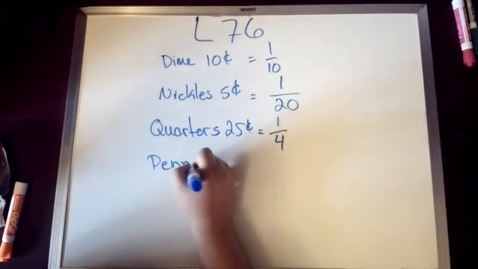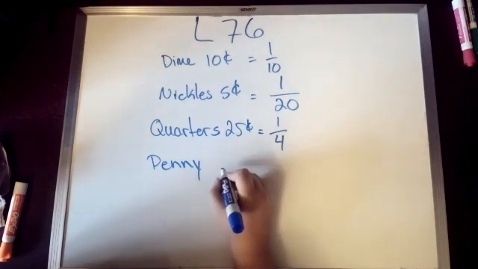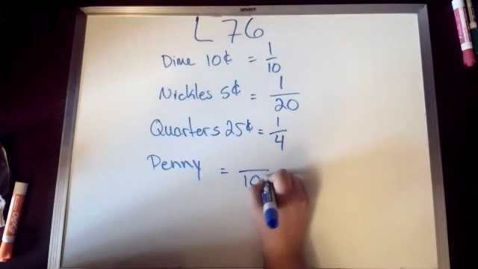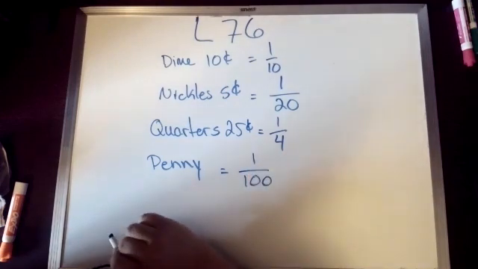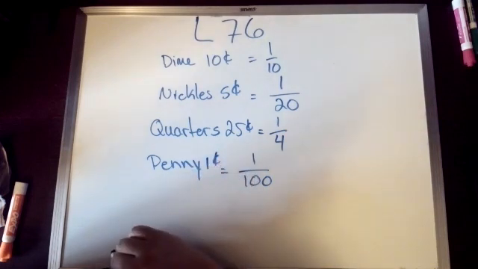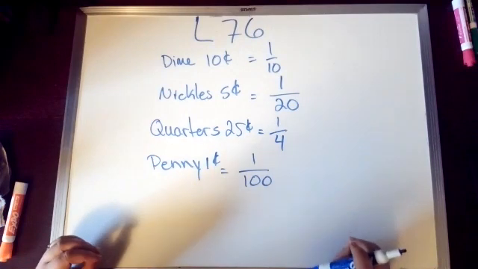Penny. Not that we use pennies anymore, but when we used to, you needed 100 pennies to make a dollar. So if I have 1 penny, I have 1 out of 100 because a penny is 1 cent. These are your money fractions out of a dollar.